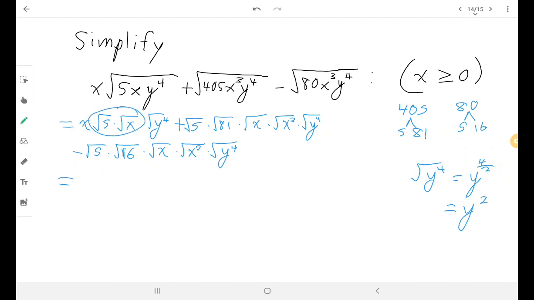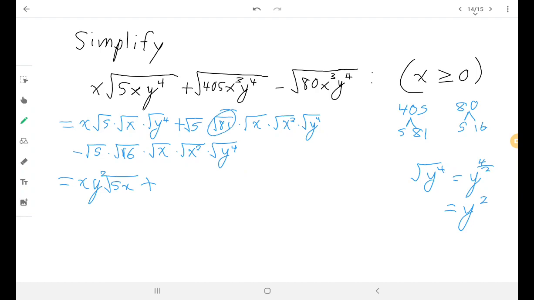These two I can't do anything with, so I'll just combine them, put them back, and I'll have x, that x right there, times y to the 2nd, times the square root of 5x, because I'm just combining these into one square root again, plus.